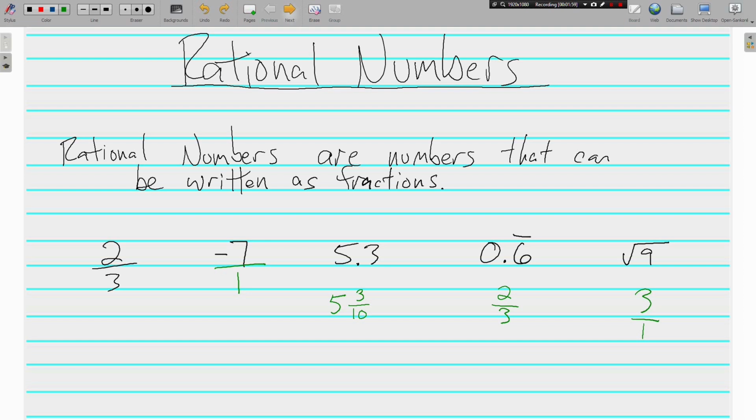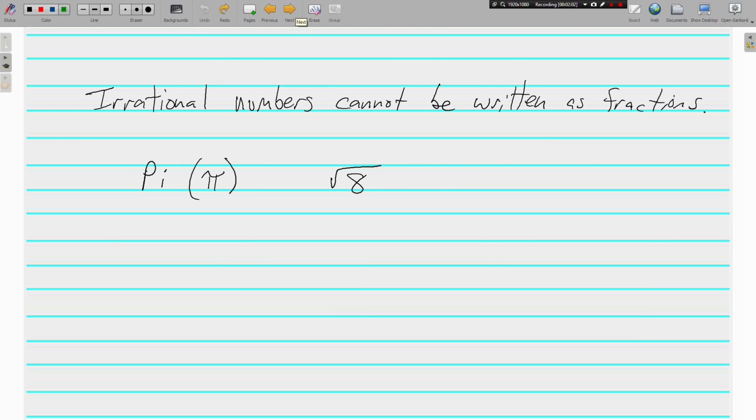Numbers that can't be written as fractions are called irrational numbers. Irrational numbers cannot be written as fractions. Probably the most common, the most popular irrational number is pi. You know that pi is a decimal that goes on forever. 3.1415926. That's as far as I have memorized.